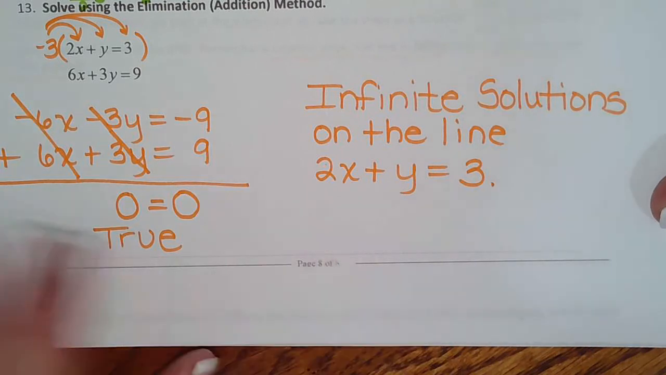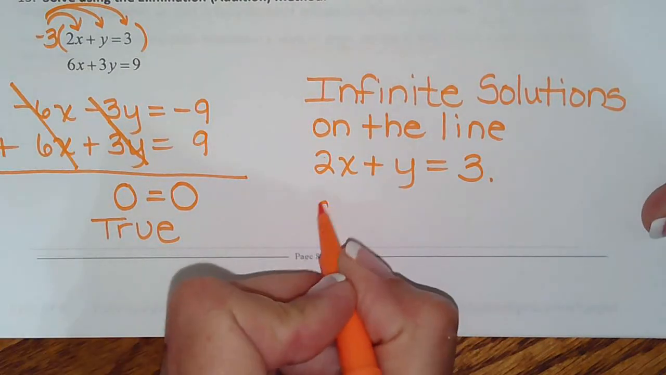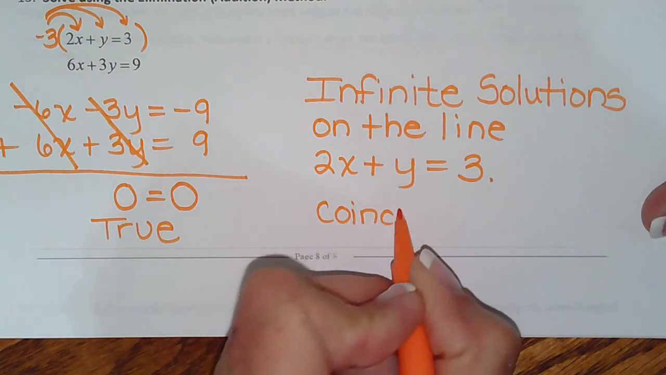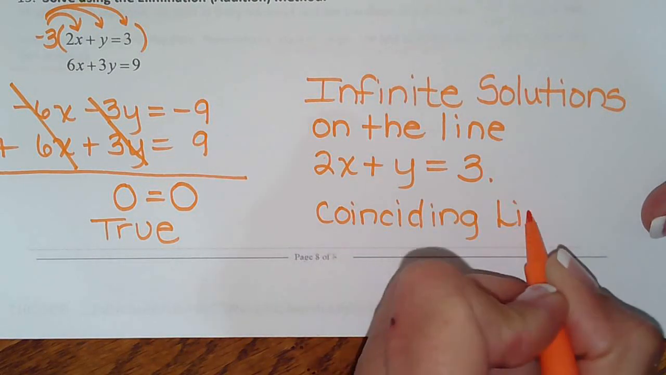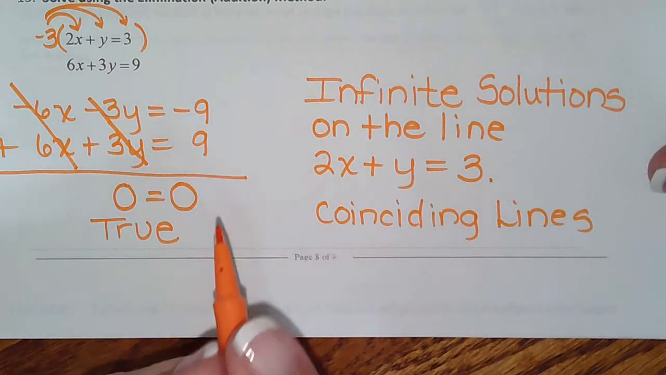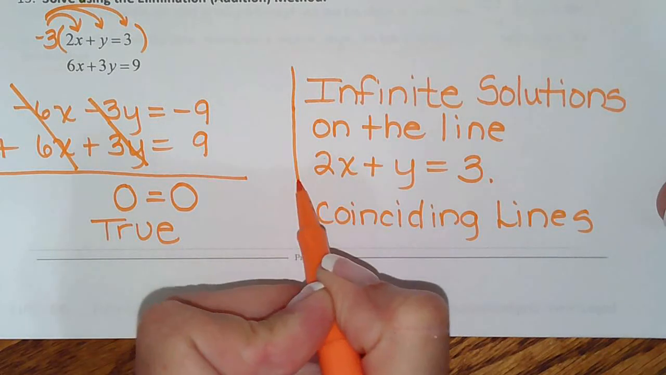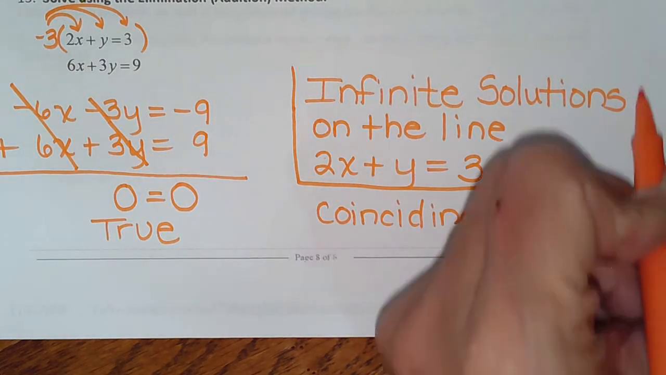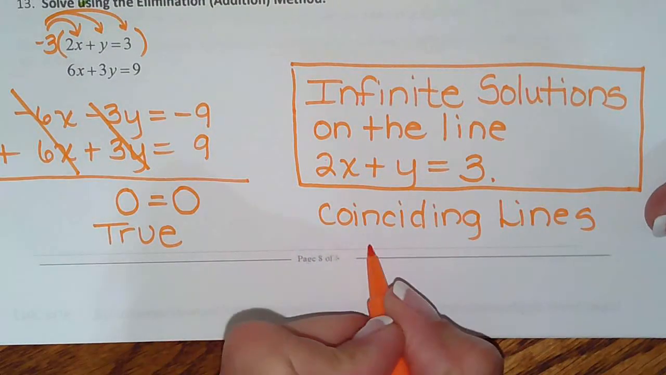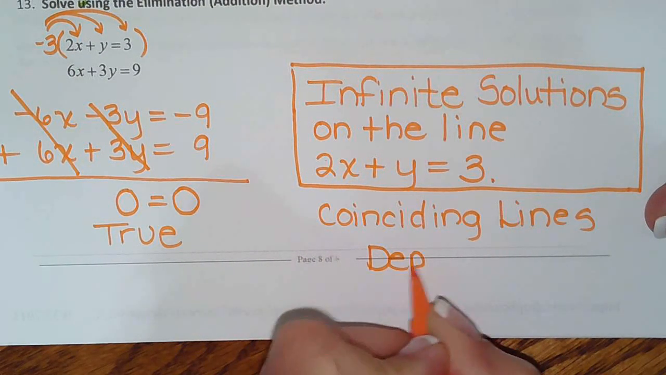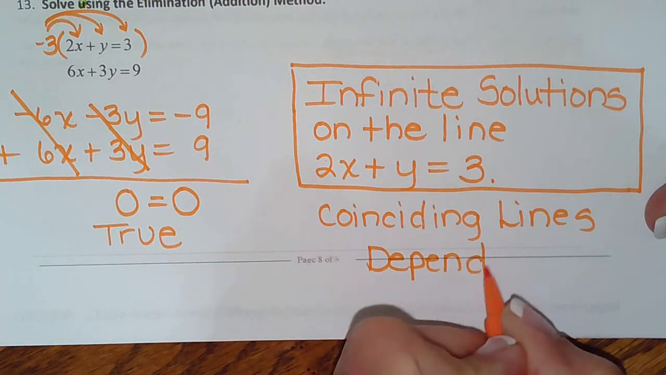So if you remember your vocabulary, this means they're coinciding lines. And this is a dependent solution. So this is your answer. But I'm just going over some vocabulary. So coinciding lines, and it's dependent because one line depends on the other line.